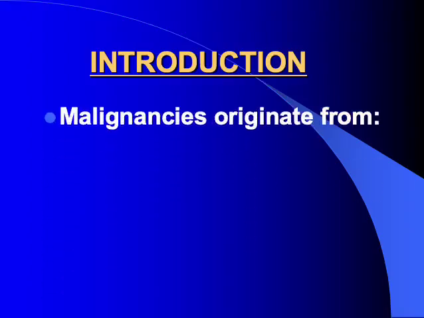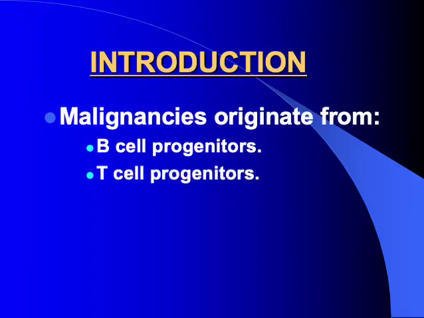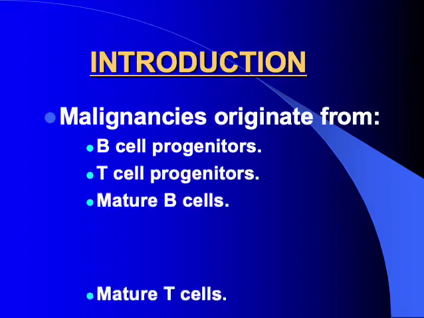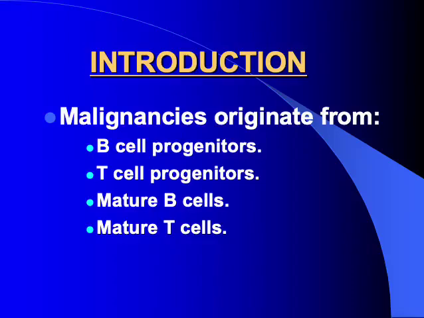Non-Hodgkin lymphomas are malignancies that originate from either B-cell progenitors, T-cell progenitors, mature B cells, mature T cells, or natural killer cells.